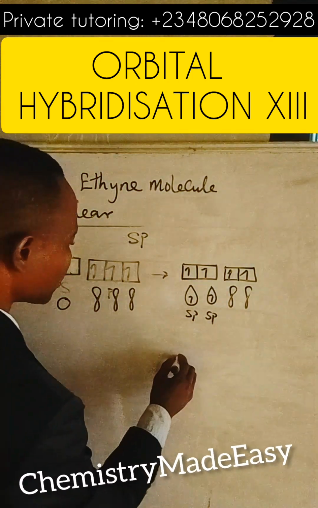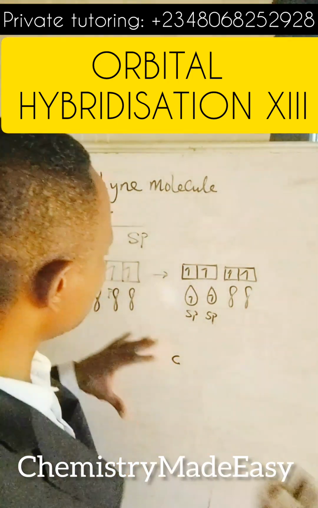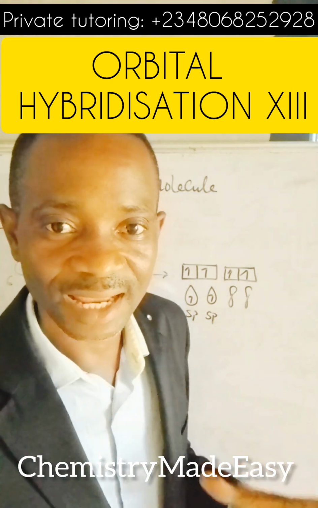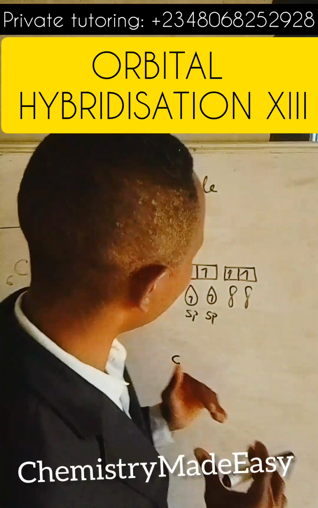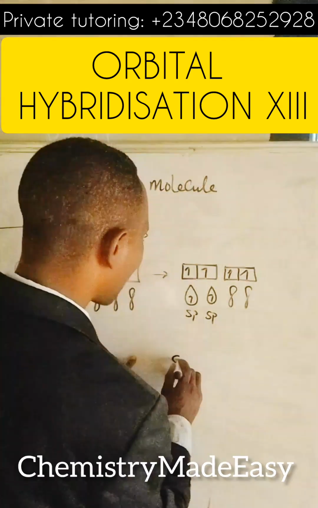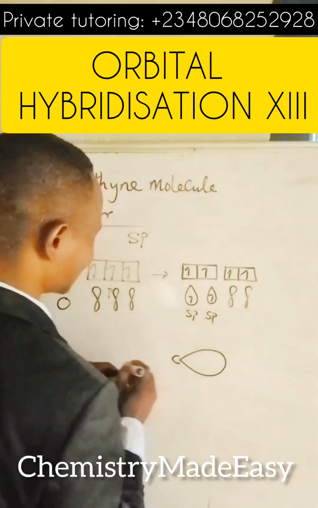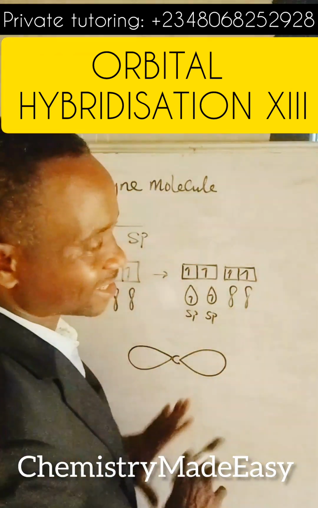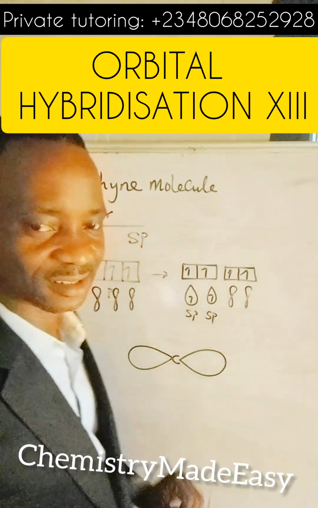The 2 sp hybridized orbitals will move as far away from each other as possible to minimize electron repulsion, because electrons are like charges, they can't stay together. So in going far away, the farthest they can go creates a linear arrangement. Look at it, linear.